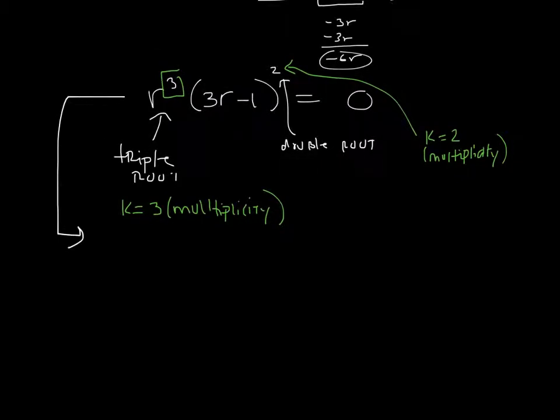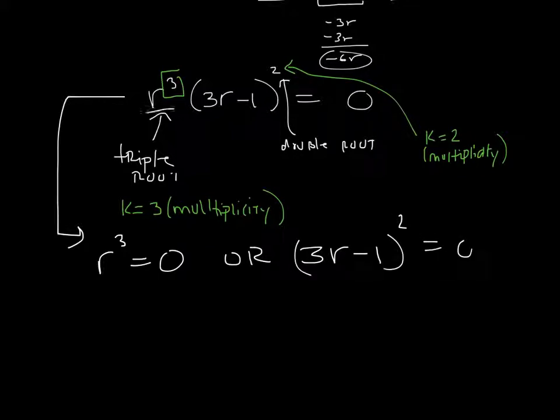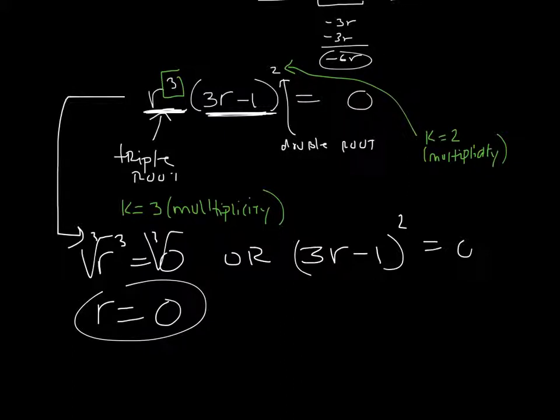Okay, so now writing that out. Well, r cubed is going to be 0 using the zero factor property from algebra, or 3r minus 1 squared is 0. Either this factor is equal to 0 or this factor is equal to 0. And obviously, if we solve for r, you cube root both sides, you get 0. And again, we know we have really 3 of them. And then this guy here, there's a couple different ways you can do it, but I'm just going to take the square root of both sides.